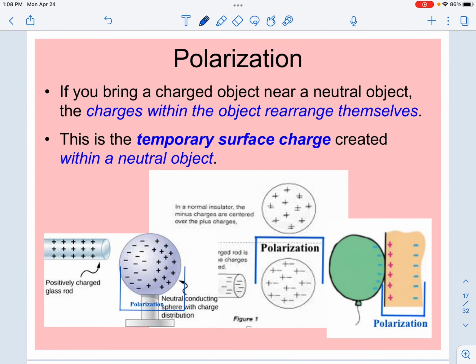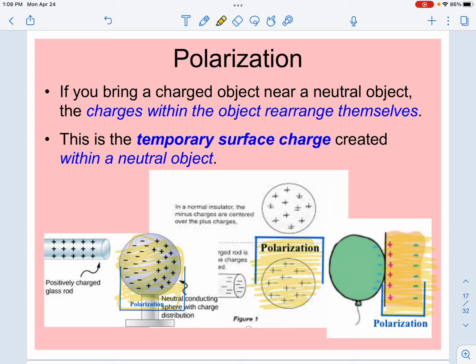All right, this next vocabulary word is called polarization. Polarization and induction are words that students really struggle to understand. So we are first going to talk about polarization. And if you look at my illustrations here, I have some brackets that are here to try to focus your eyes on the part of the picture that actually represents polarization, okay?